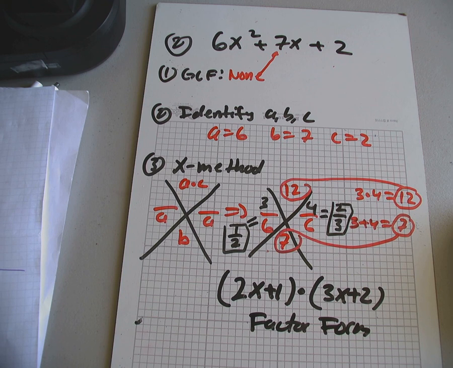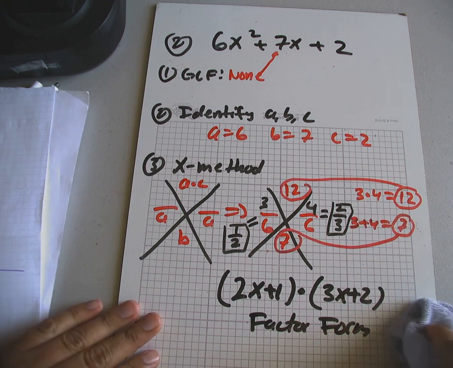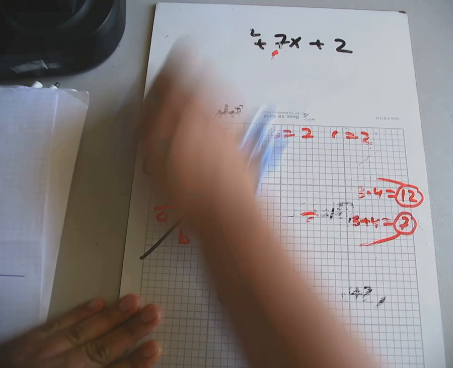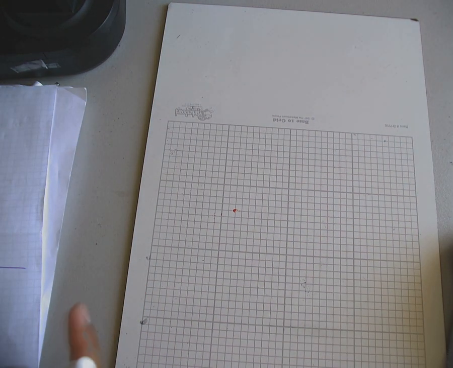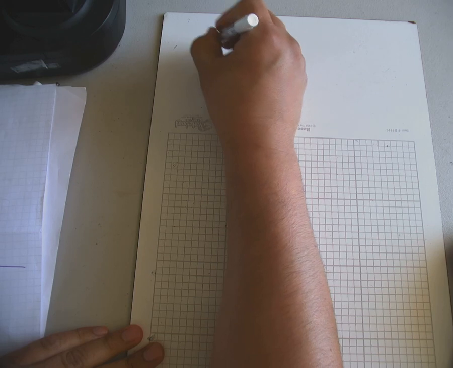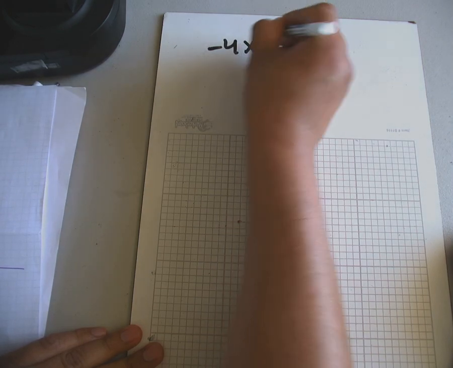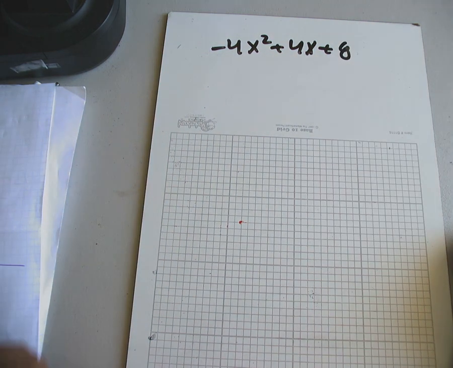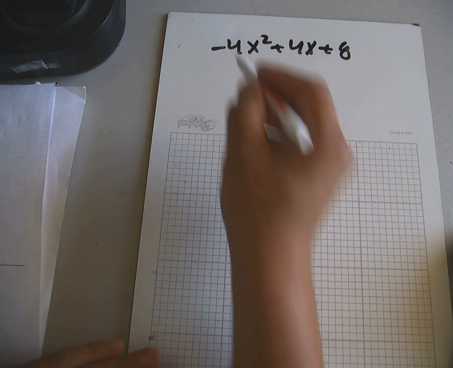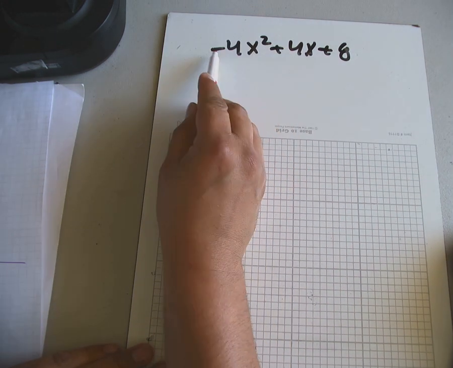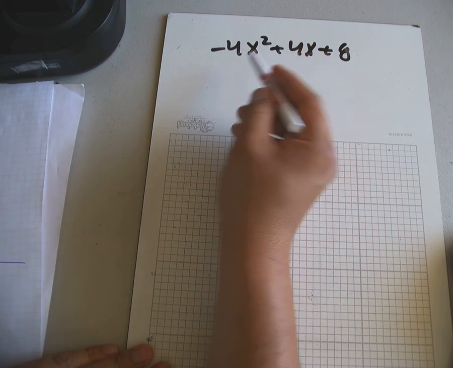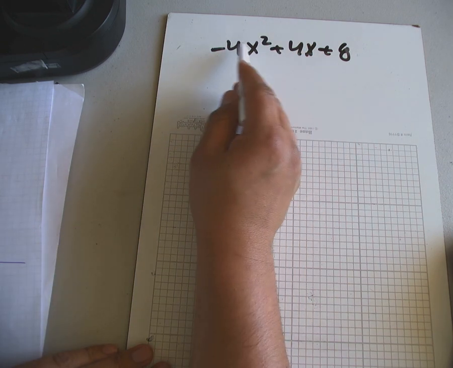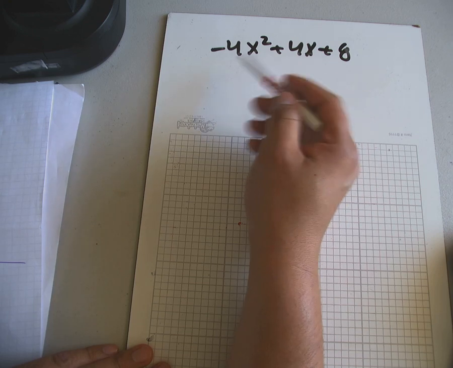And my last and third example will be this one. Let me do it real quick. So the last example will be negative 4x squared plus 4x plus 8. Now on this example, notice that the a is negative, and we don't want the a to be negative, because when we do the x method, it will not work.